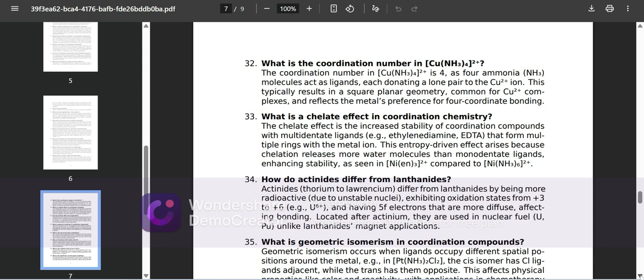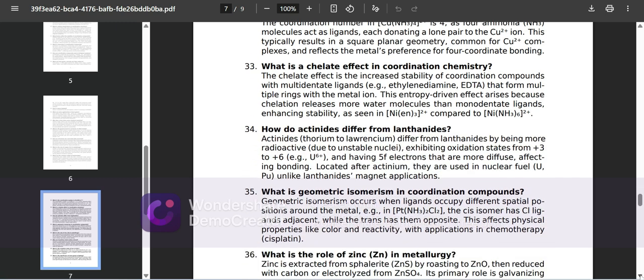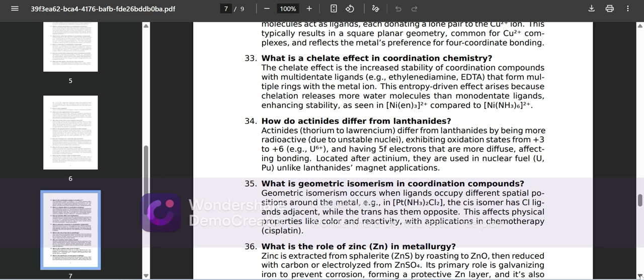What is the coordination number in [Cu(NH3)4]2+? The coordination number in [Cu(NH3)4]2+ is 4, as four ammonia (NH3) molecules act as ligands, each donating a lone pair to the Cu2+ ion. This typically results in a square planar geometry, common for Cu2+ complexes, and reflects the metal's preference for coordination bonding.